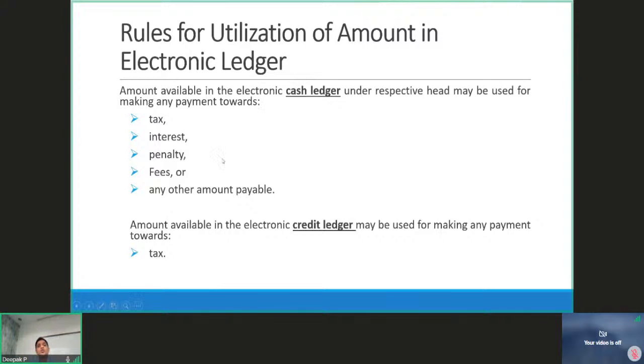Now the rules for utilization of amount in electronic ledgers. First is utilization of the cash ledger. Amount available in the cash ledger under the respective head may be utilized for making the following payments: payment of tax, interest, penalty, fees, or any other amount. So you have to imagine this cash ledger as a universal ledger. You can utilize this balance for making any payments. But the balance in the electronic credit ledger can be utilized for making only payment of tax and nothing else.